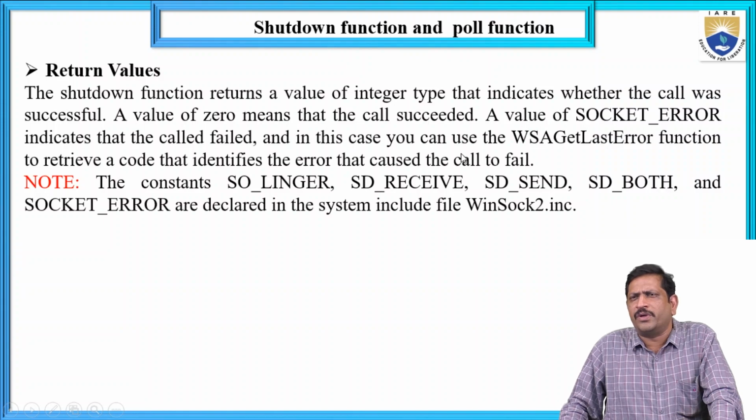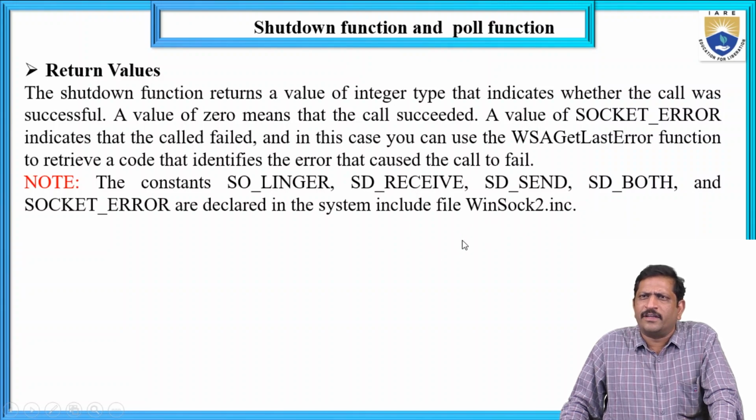In this case we can use the WSAGetLastError function, which retrieves the code that identifies the error that caused the call to fail. These constants, linger, SD_RECEIVE, SD_SEND, SD_BOTH and SOCKET_ERROR, are declared in the system by including the Windows socket header file.